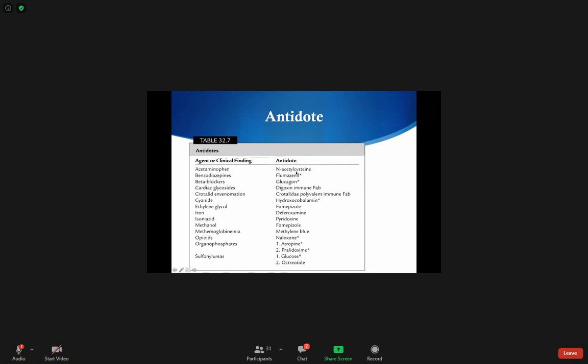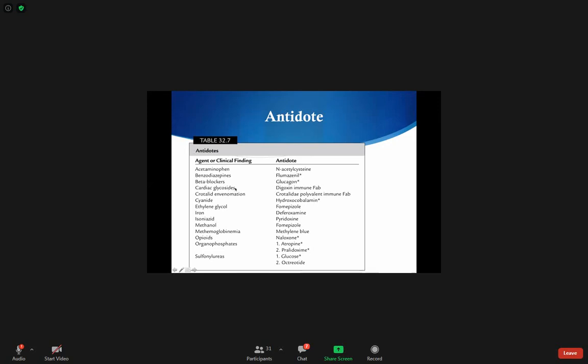Benzodiazepines, the antidote for it is flumazenil. We don't give it to everybody. We give it usually to the patients that we give benzodiazepine and we give them too much, and now we need to reverse it. We don't give it to everybody because we might induce withdrawal of benzodiazepines, okay? Beta blockers, glucagon is one of the antidotes that's mentioned, but high dose insulin and glucose is better.